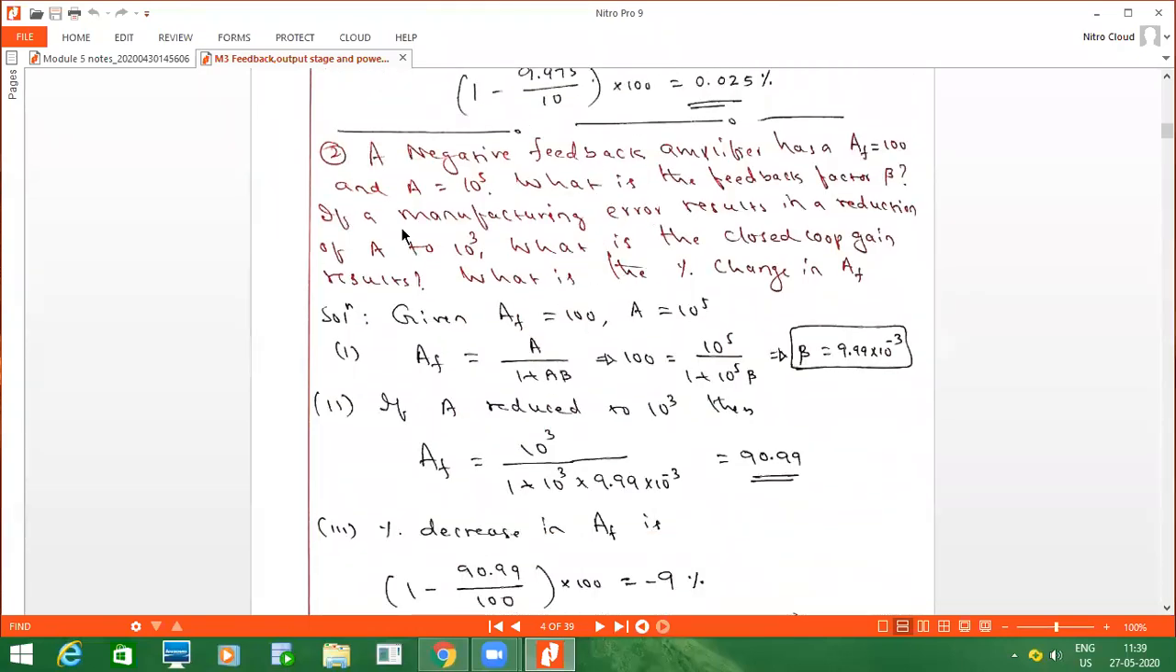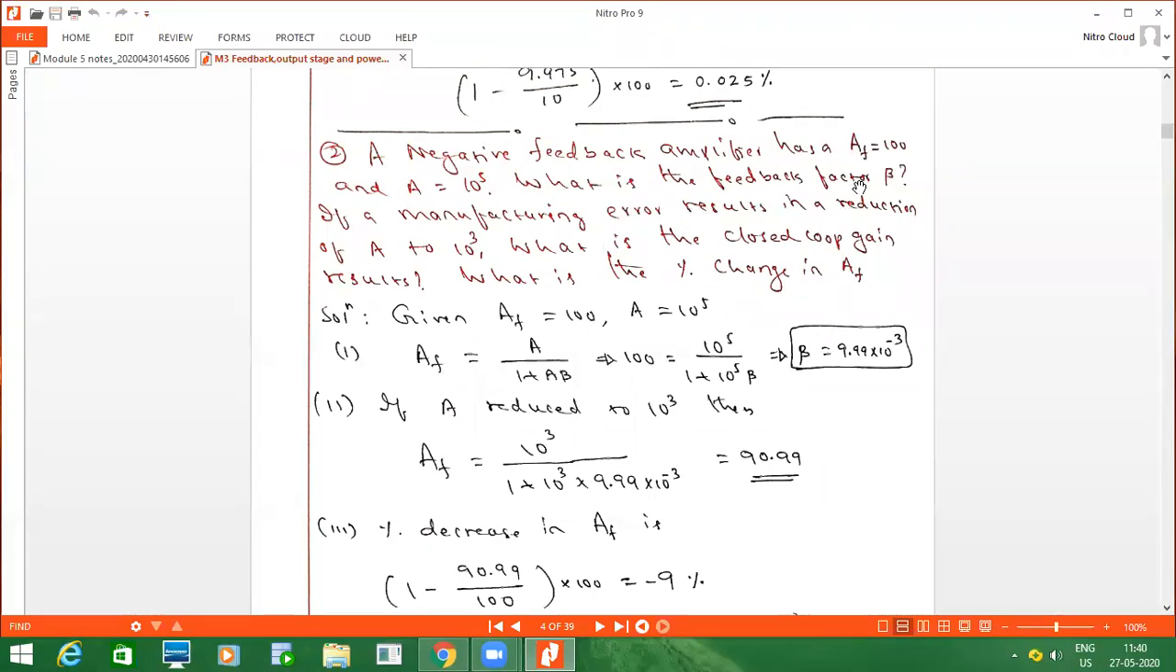I will read out the second problem statement. A negative feedback amplifier has Af, that is, gain with feedback, equal to 100, and A, the open loop gain, equal to 10 to the power of 5. If you cross-check these two, you will know that in open loop configuration the gain is 10 to the power of 5, and in closed loop the gain is equal to 100. That is, after using negative feedback the gain is reduced. From these two values we can identify the feedback factor.